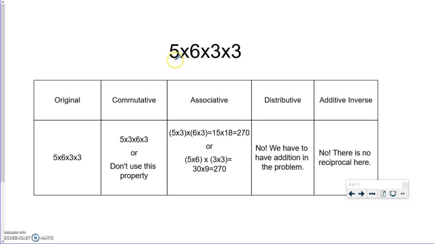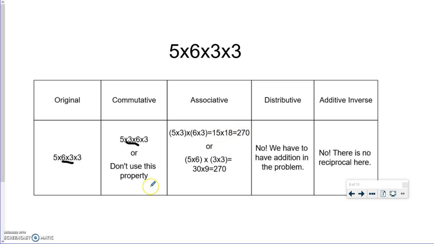Very similarly, we can do it with 5 times 6 times 3 times 3. That's our original. And then we go to the commutative property, which allows me to rearrange the order again. So I'm just switching these two middle factors, and I get 5 times 3 times 6 times 3. Using the associative property, I can group those together, and I'll get 15 times 18, which is 270.